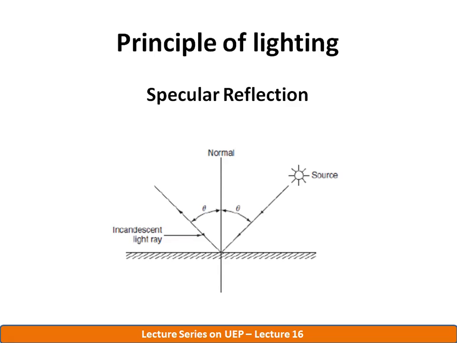Next, the principles of lighting. There are two principles: specular reflection and diffuse reflection. So what is specular reflection? When light falls on a polished metallic surface or silvered surface, most of the light is reflected back according to the laws of reflection. The angle of incidence equal to the angle of reflection is called specular reflection. Only a small portion of the incident light is absorbed and there is always an image of the source.